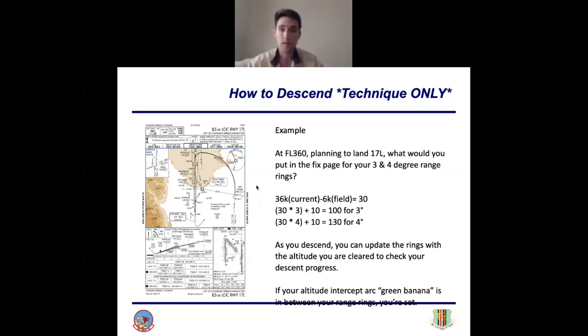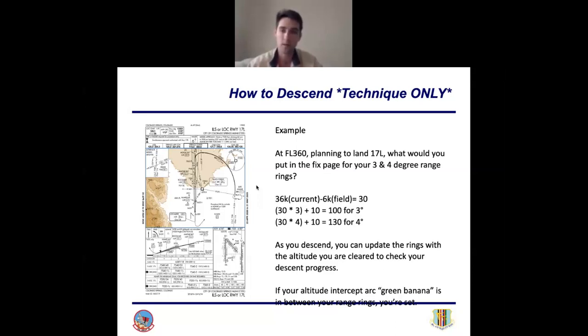And the nice thing about that is if you get intermediate altitudes in between, let's say, hey, they descend you to 250, you can now just redo that math really quickly. So 250 minus 6,000 feet, add 10 to each of those, you can just throw those two new numbers into your fix page and see how your descent is coming as you get lower. You can just constantly update it.